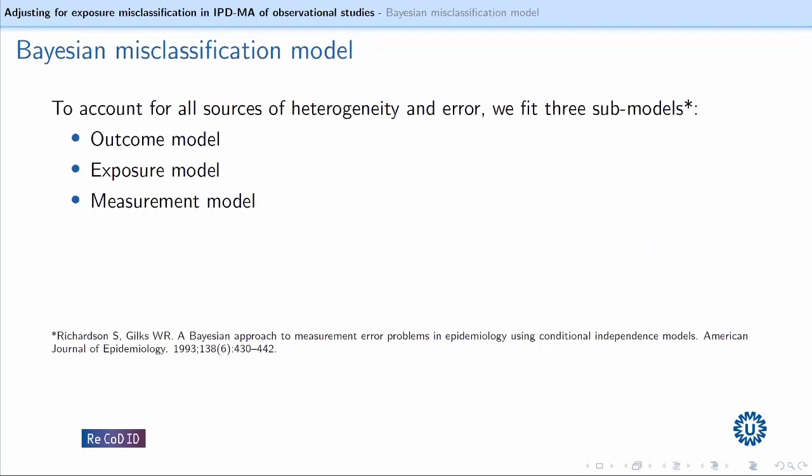Now, this seems like quite a complex problem, and for frequentist methods it is, but in Bayesian analyses we have a very general solution to this, which is actually quite easy to implement. That's because it fits three submodels: an outcome model, an exposure model, and a measurement model. And each of those models can just be a logistic regression model because they're all binary variables.